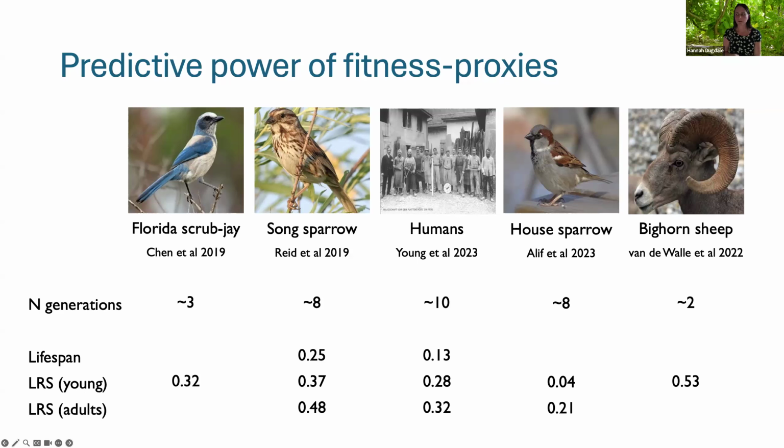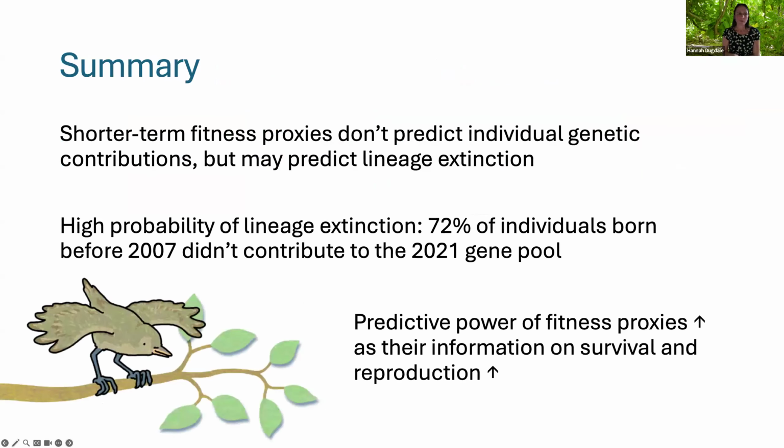So in summary, what we can see is that the short-term fitness proxies that we looked at, such as whether an individual gains a dominant breeding position or their age of first breeding, didn't predict individual genetic contributions, but they can predict lineage extinction. So we had very high predictive power looking at whether an individual gained a dominant status in its life or not, and lineage extinction.